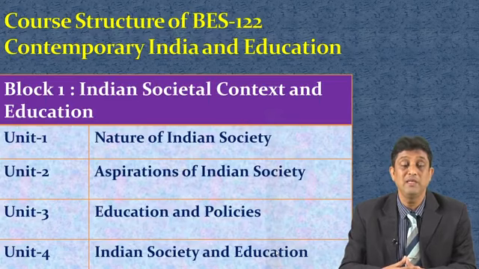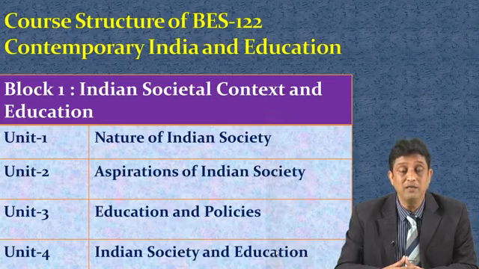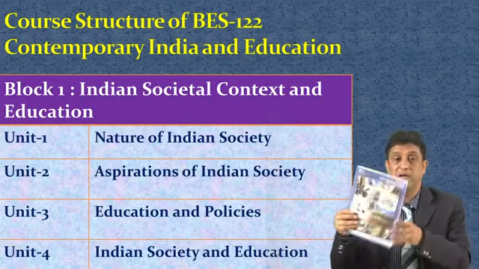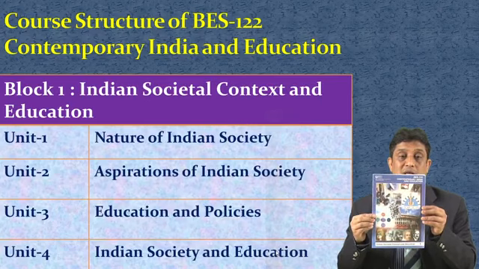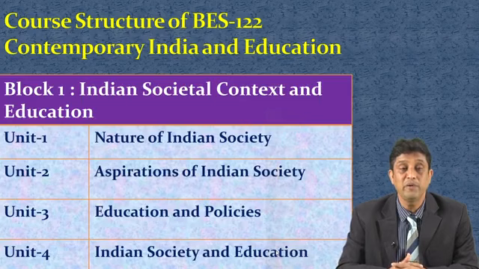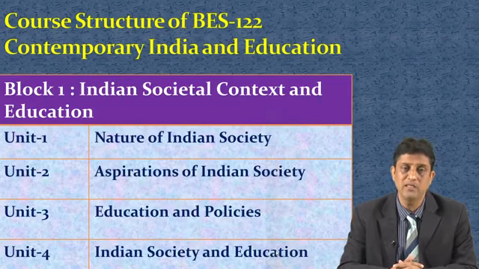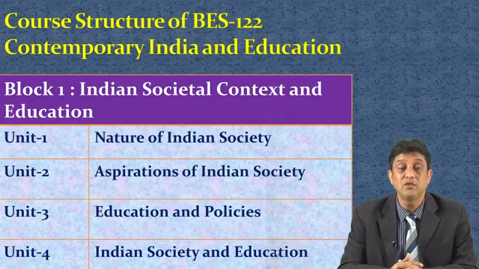The title of block 1 is Indian Societal Context and Education. Block 1 has been designed in 4 different units. This is block 1, and here you will find 4 units. The title of unit 1 is Nature of Indian Society. Unit 2 is Aspirations of Indian Society. Then unit 3, Education and Policies. Then unit 4, Indian Society and Education.